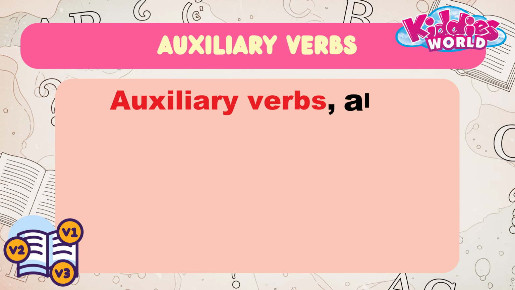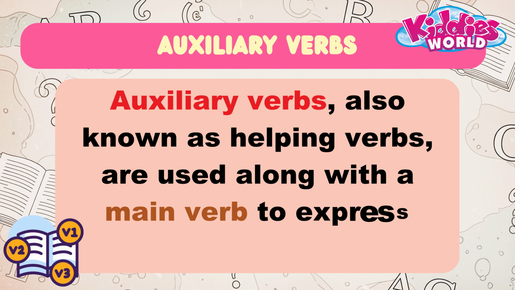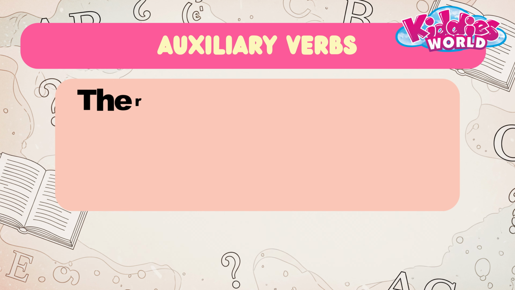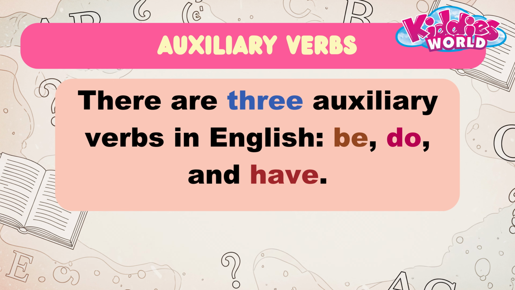Auxiliary verbs, also known as helping verbs, are used along with a main verb to express tense, mood or voice. There are three auxiliary verbs in English: be, do and have.